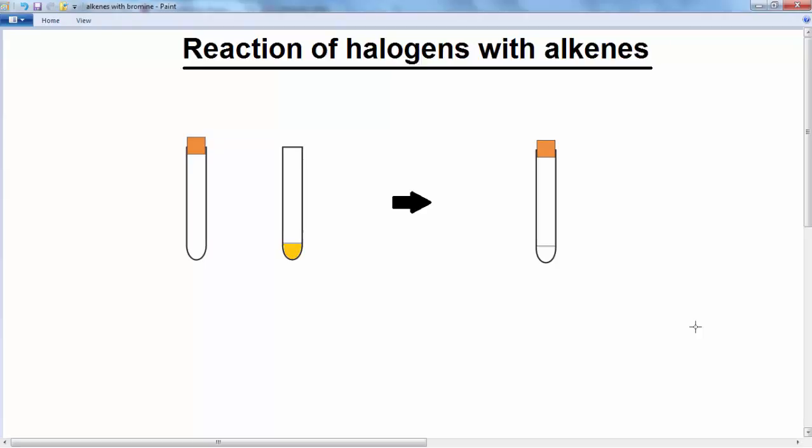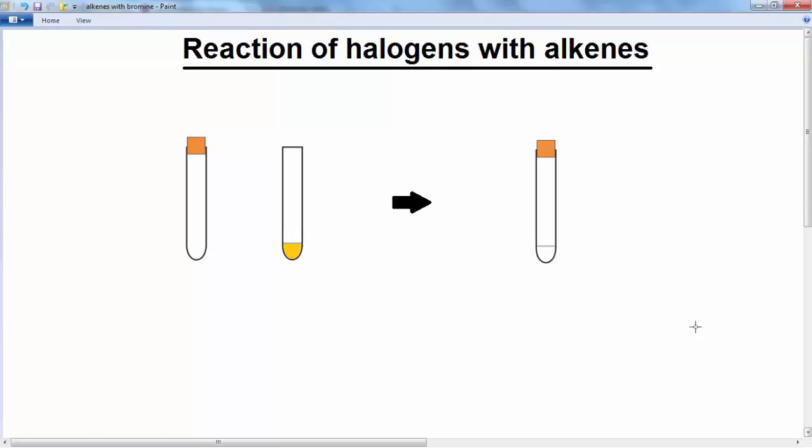In this lesson we're going to look at the reaction of halogens with the alkenes. Now we remember that when the halogens reacted with the alkanes, this was a more complex reaction. In order for that reaction to take place, we had to break the bond of the halogen molecule using ultraviolet light, and then a rather complex free radical chain reaction took place.